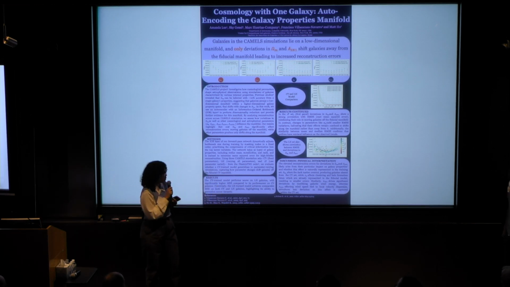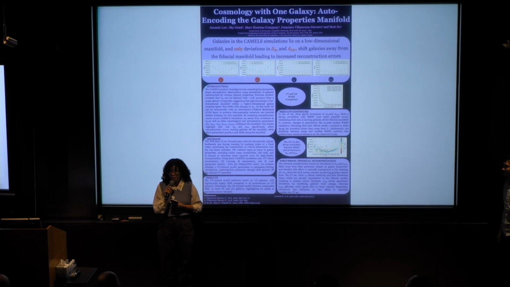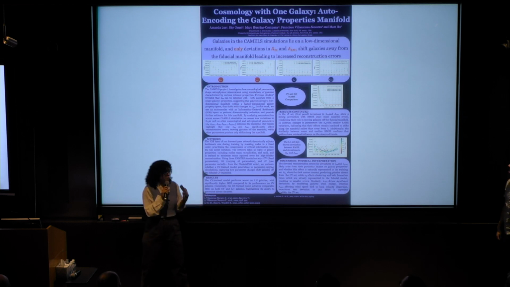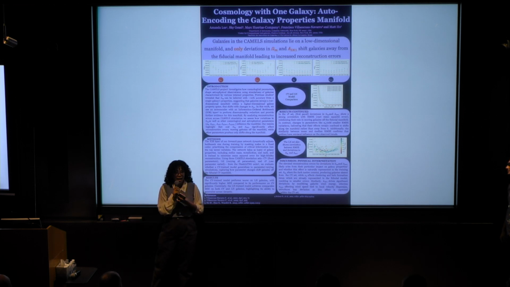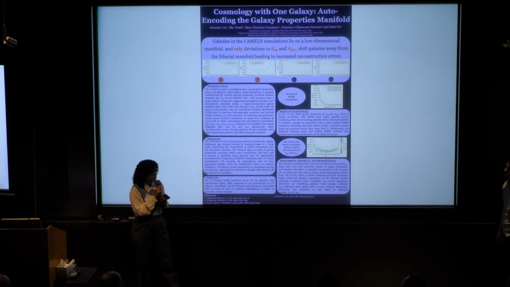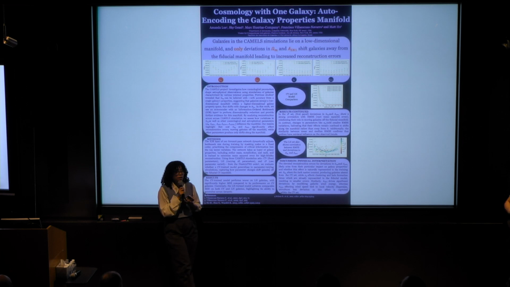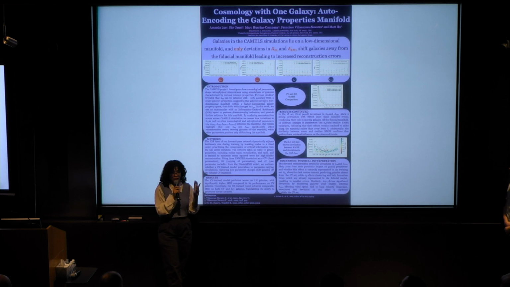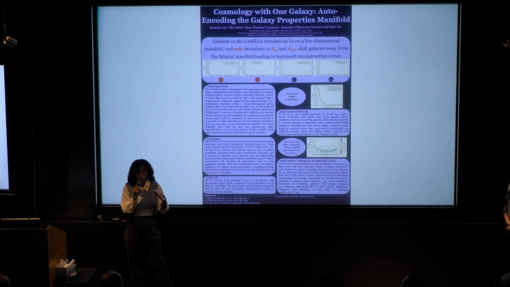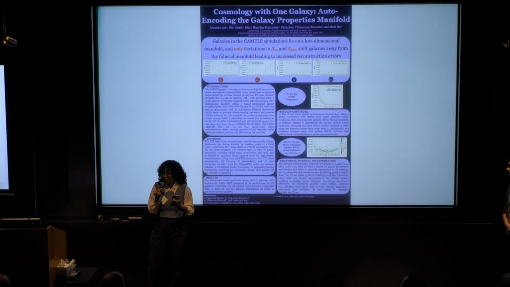Okay, hi everyone, my name is Amanda Liu, and I am a third-year graduate student at Columbia University working with Shy. My project is based on a project called Cosmology with One Galaxy, led by Paco here at the CCA. That project found that using machine learning, you can infer the value of Omega matter using even one single randomly selected galaxy. They hypothesized that this is because galaxies lie on a low-dimensional manifold within a higher dimensional galaxy property space that shifts with Omega matter.